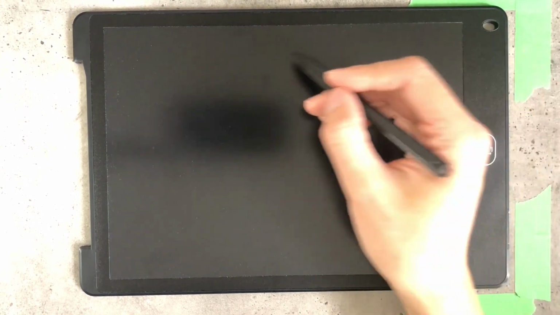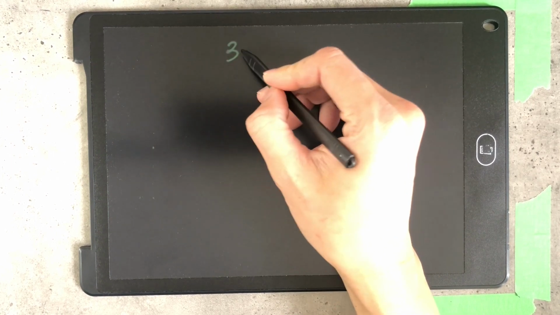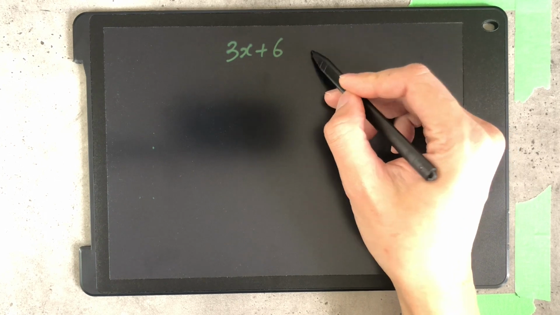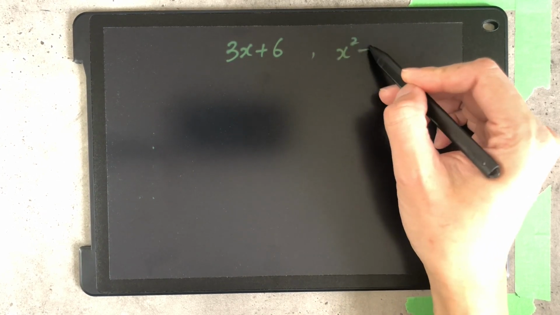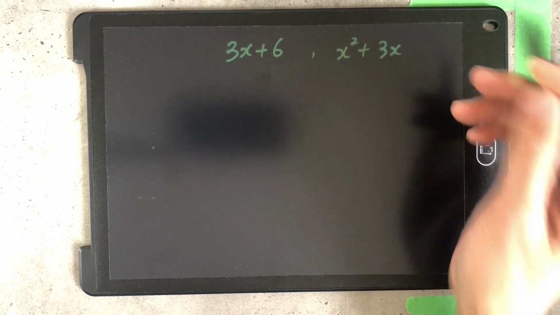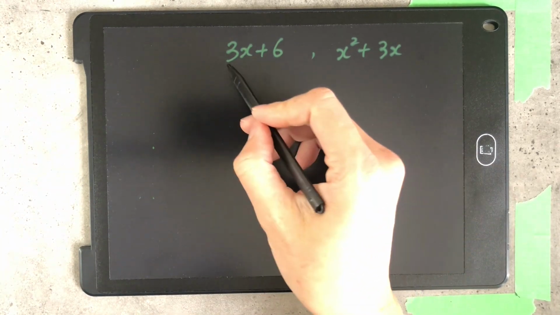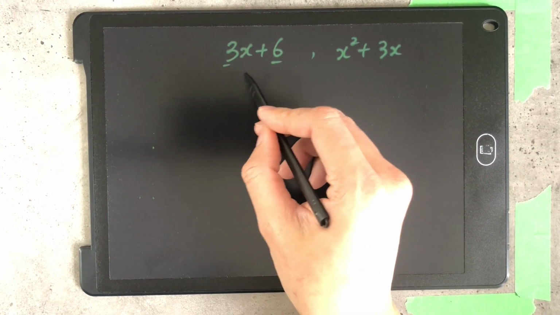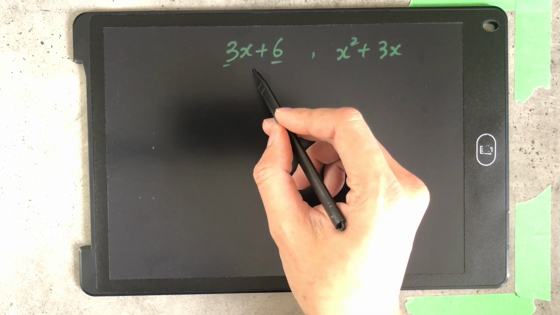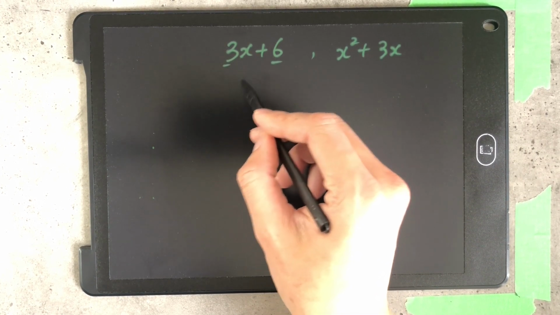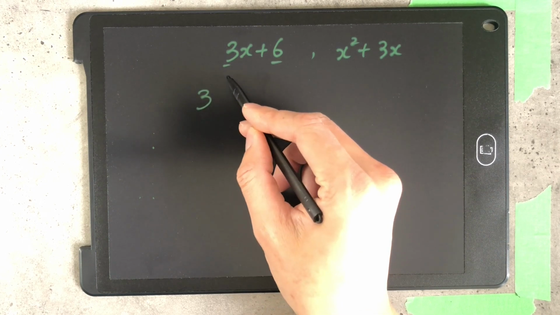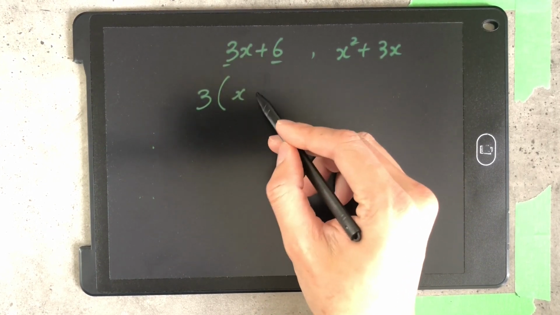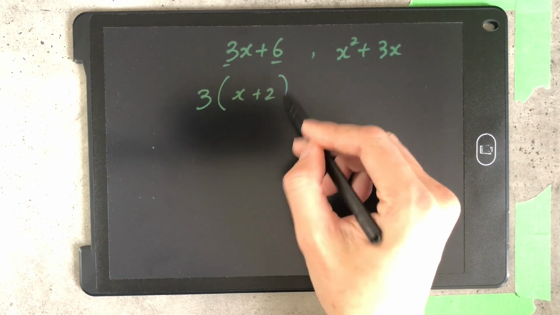First, you have to know how to factorize normal expressions like this, or something like x squared plus 3x. So in both cases, you are finding a similar term. You want to find a common factor. So in this case, 3 would be the common factor. You take it out, so you divide by 3, you have x left. Same with the 6, divide by 3, you have 2 left.